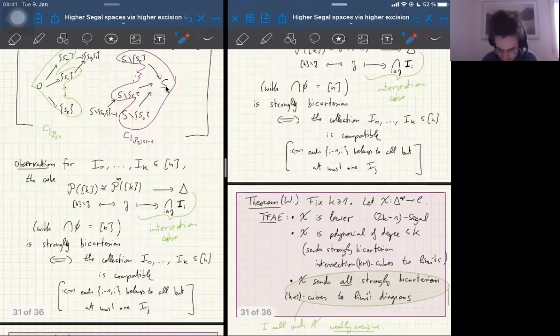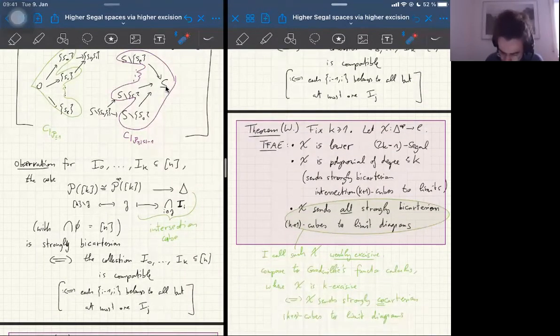And so this leads to this theorem, which now contains the actual categorical condition. So for a lower 2k, a simplicial object, the following are equivalent. First, it is lower 2k minus 1 Segal. Second, it is polynomial of degree smaller or equal k. So that means it sends these compatible intersection cubes to limits. And third, now comes the very categorical condition. It sends all strongly bicartesian cubes of dimension k plus 1 to limit cubes. So now you say, okay, you have all cubes where each face is a pullback and a push-out, and this needs to be sent to a limit. So this is a condition which purely refers to the categorical structure of delta.